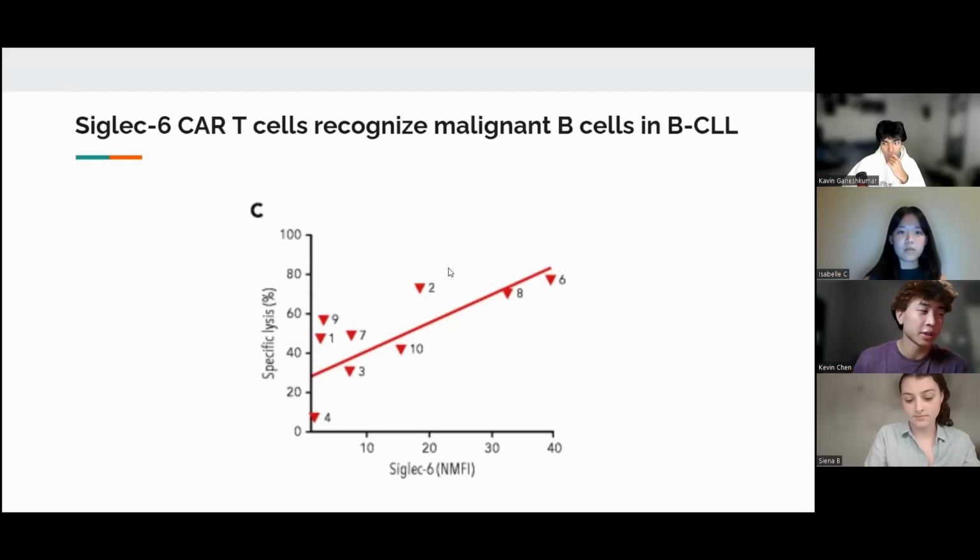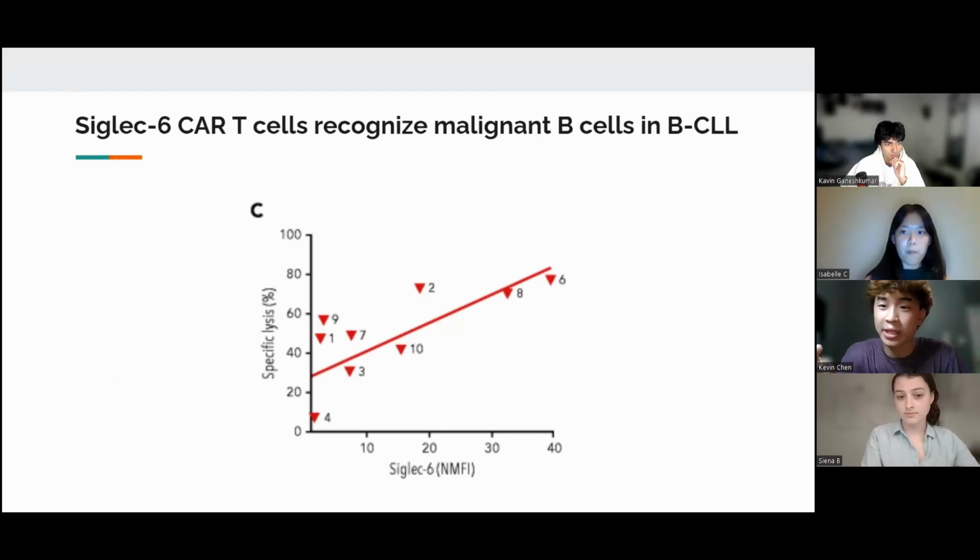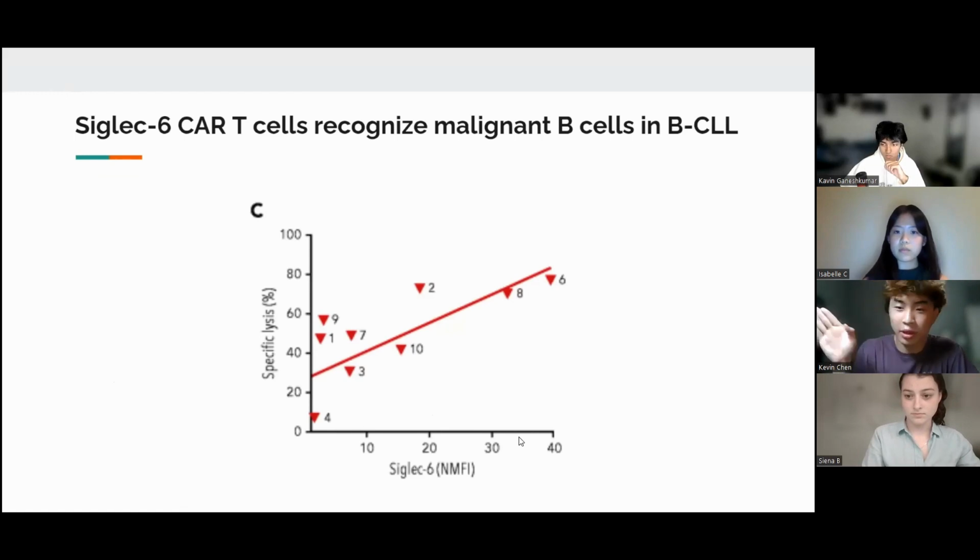This final figure here, Siglec-6 CAR T cells. So they use these CAR T cells to target not only AML, we covered this in the visual abstract, but also BCLL, or B cell chronic lymphoblastic leukemia. So this can target two different types of leukemia. And again, higher Siglec-6 expression as you go towards the right on the x-axis leads to higher specific lysis, or destruction, of these leukemic cells.